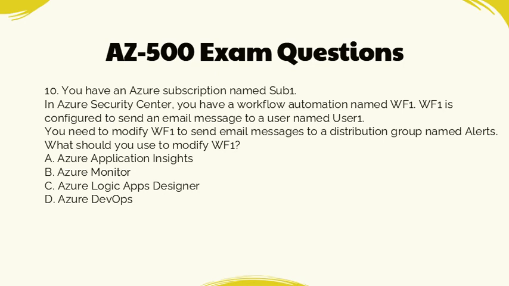10. You have an Azure subscription named Sub1. In Azure Security Center, you have a workflow automation named WF1. WF1 is configured to send an email message to a user named User1. You need to modify WF1 to send email messages to a distribution group named Alerts. What should you use to modify WF1? A. Azure Application Insights. B. Azure Monitor. C. Azure Logic Apps Designer. D. Azure DevOps.